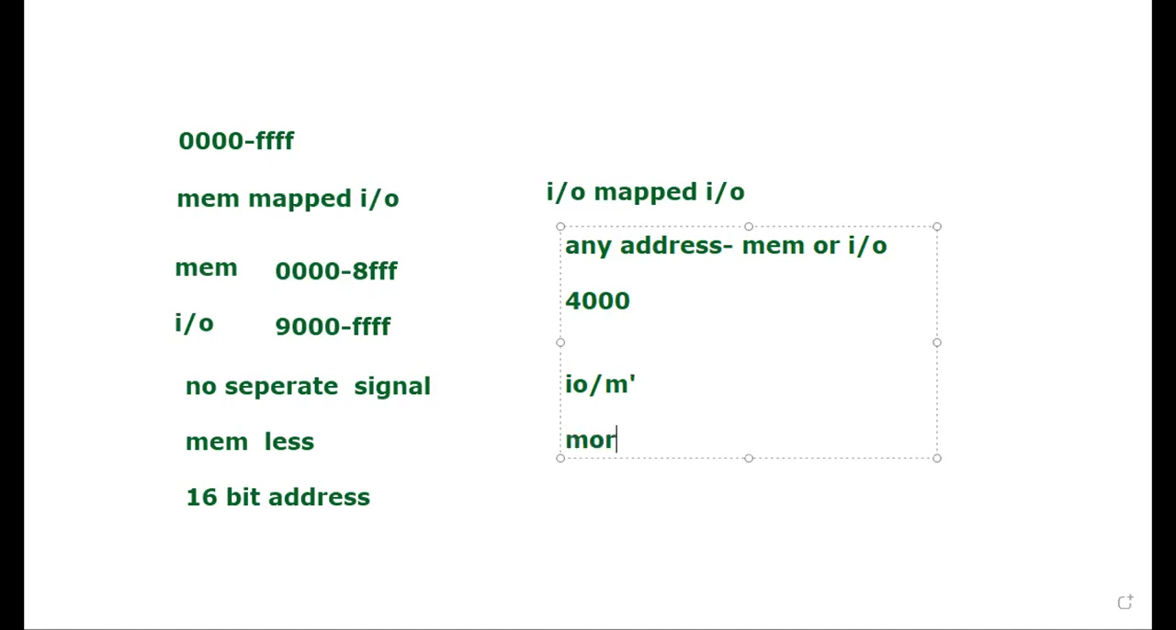You can have all the memory, right? All the addresses from 0000 to FFFF you can use for memory. And it requires an 8-bit address for IO devices, for IO operation. Okay, 16-bit address for the memory operation. Okay, so generally these are the questions in the first chapter.